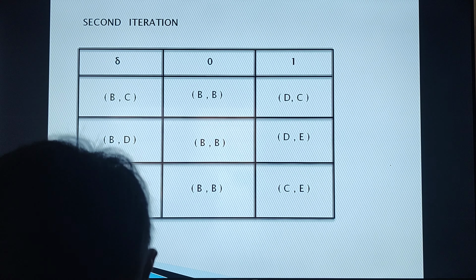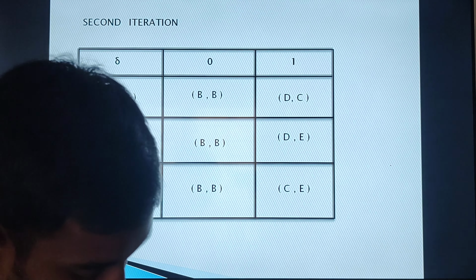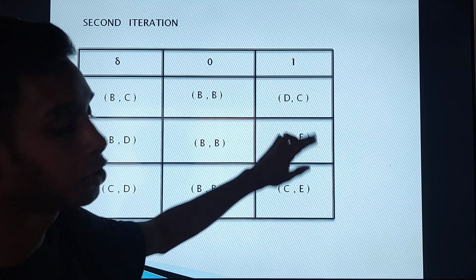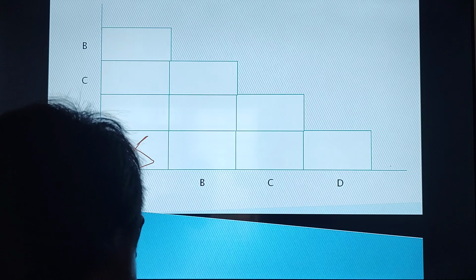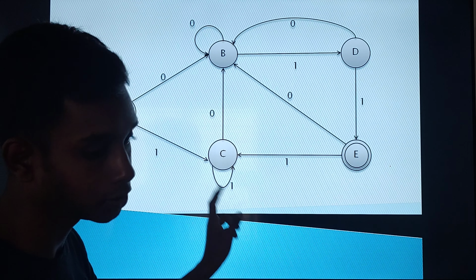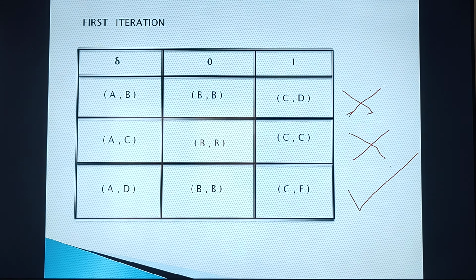Next B comma C. B comma C is going to B comma B and D comma C. B comma B both are non-final and D comma C both are non-final. So do not mark.